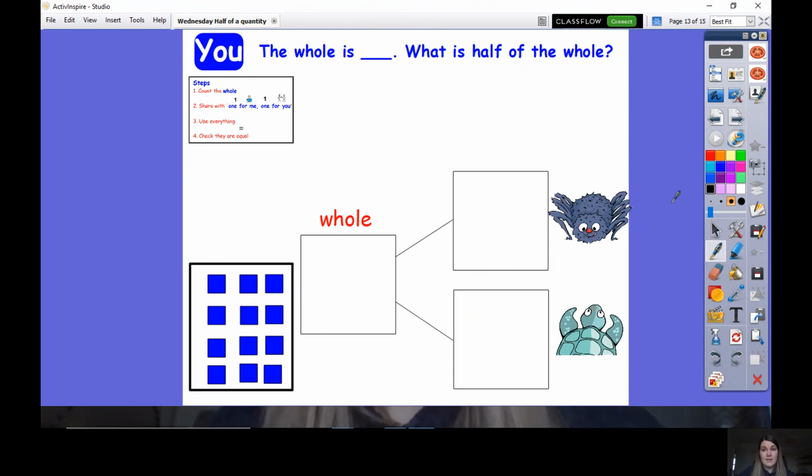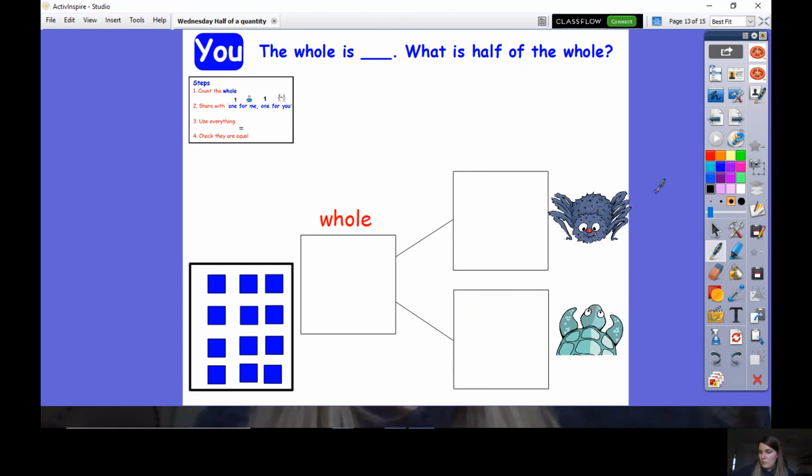Fantastic. Okay, this one is all on you now. Okay, so if you need to draw another part whole model, make sure you do. Put me on pause to do that. If you don't need to, then what I'd like you to do is see if you can do the whole equation. Tell me what you need to do.